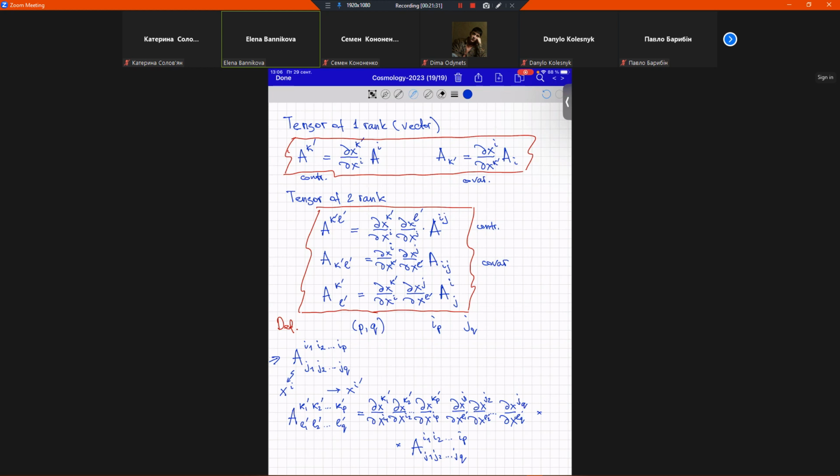So this is a general definition of the tensor.